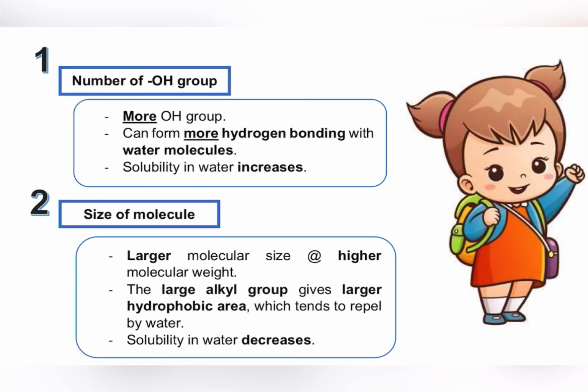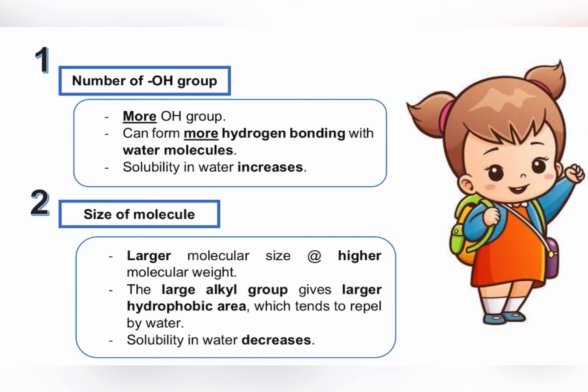Next, we are going to focus on the factors, of which there are two. The first is the number of hydroxyl groups, and the second is the size of the molecule. In order to answer about solubility, you need to describe, explain or compare between many alcohol compounds. That's why you need a specific technique to answer this kind of question.